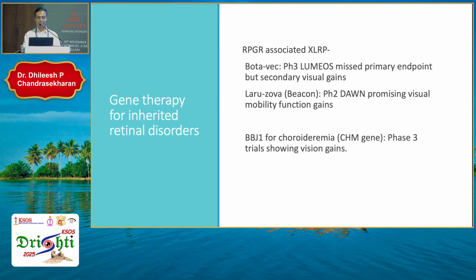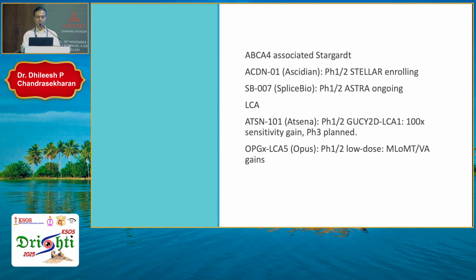And gene therapy for inherited retinal disorders is something that should be coming up in the next 5 to 10 years. It has been used to treat X-linked RP, which is associated with the RPGR gene. Botaretigene and Laruparetigene are promising molecules in this regard. In choroideremia, there is the BBJ one, which is also in trials. ABCA4 associated Stargardt disease is another disease they are looking at, and these two molecules are showing promising early results.